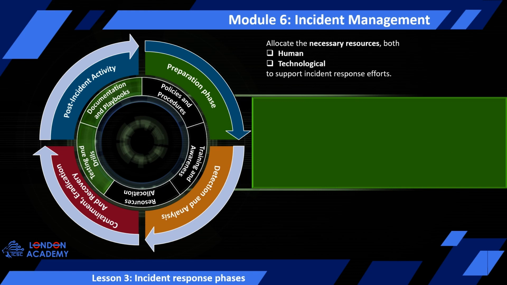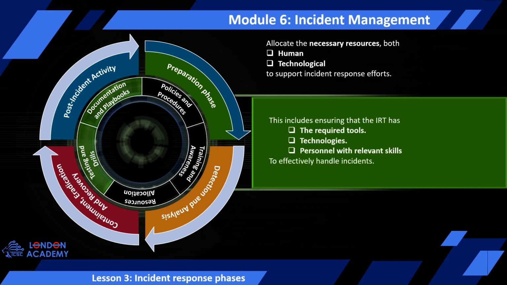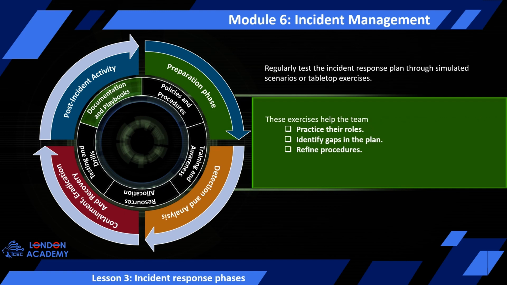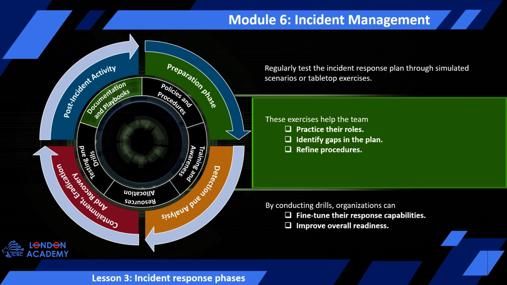Third aspect is resources allocation. Allocate the necessary resources, both human and technological, to support incident response efforts. This includes ensuring that the IRT has the required tools, technologies, and personnel with relevant skills to effectively handle incidents. Fourth aspect is testing and drills. Regularly test the incident response plan through simulated scenarios or tabletop exercises. These exercises help the team practice their roles, identify gaps in the plan, and refine procedures. By conducting drills, organizations can fine-tune their response capabilities and improve overall readiness.